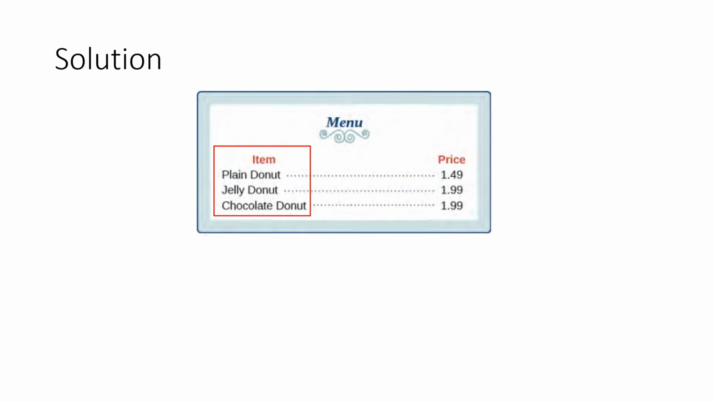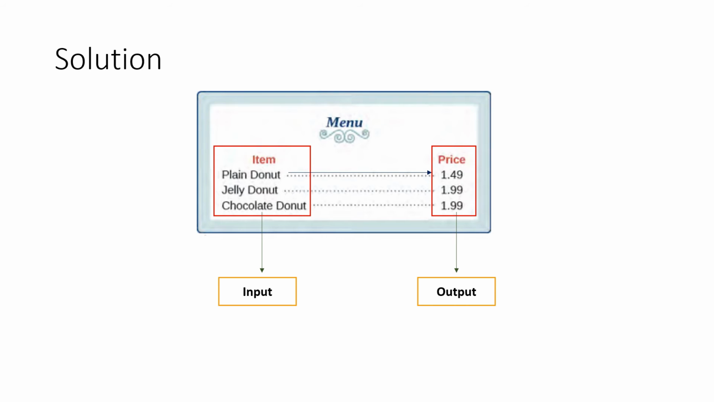Now, if we are going to relate this one to the definition of function, this set of items, we consider this as the input or the set of inputs. While in this side, the price list, we consider this as the set of outputs. Now take note that the plain donut is mapped with the price 1.49, while the jelly donut is mapped with the price of 1.99, and also the chocolate donut is mapped with the price 1.99.